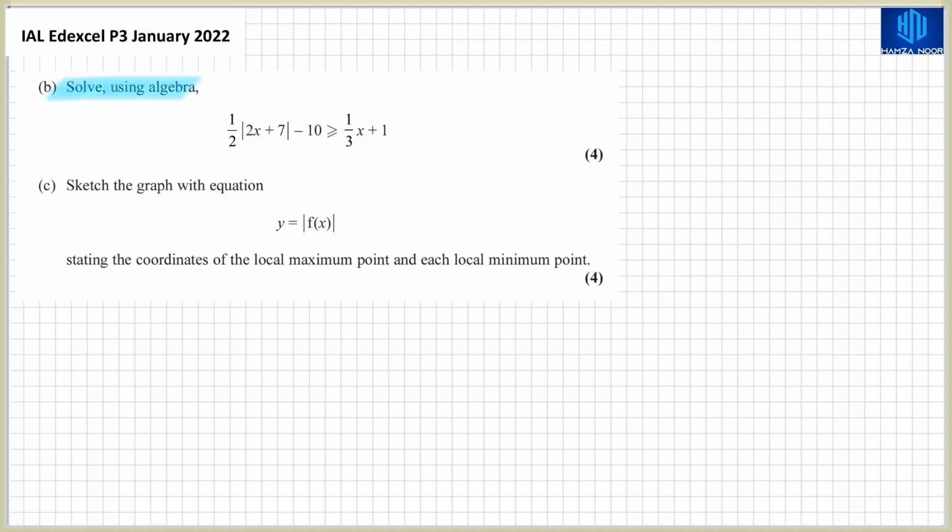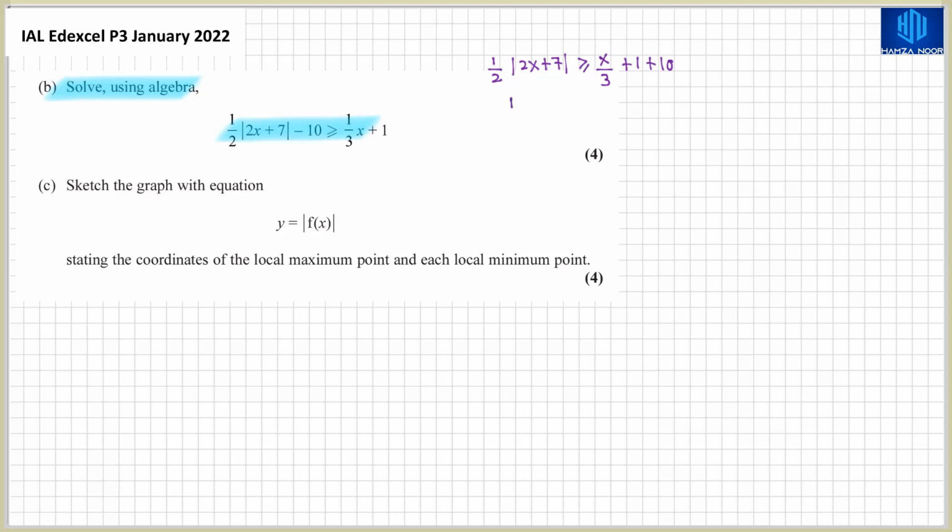Part B says: solve using algebra this inequality, half multiplied by modulus of 2x plus 7 and then minus 10, is greater than or equal to 1 over 3 times x plus 1. We need to solve this inequality. First I'm going to rearrange it into a specific form. Half multiplied by modulus of 2x plus 7 is greater than or equal to x over 3 plus 1 plus 10. I have moved the minus 10 constant term to the right hand side of the inequality.